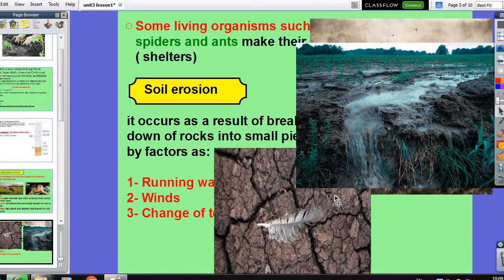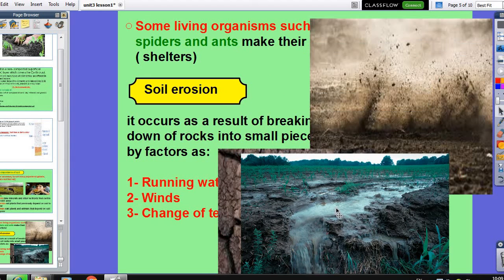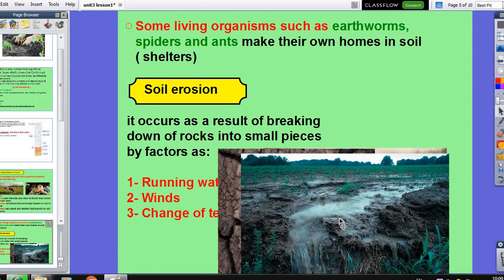Now we will talk about some living organisms which live inside the soil. We have spiders and earthworms. They use the soil as homes or shelter.